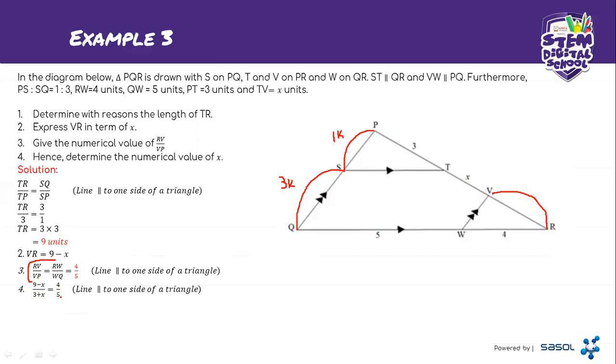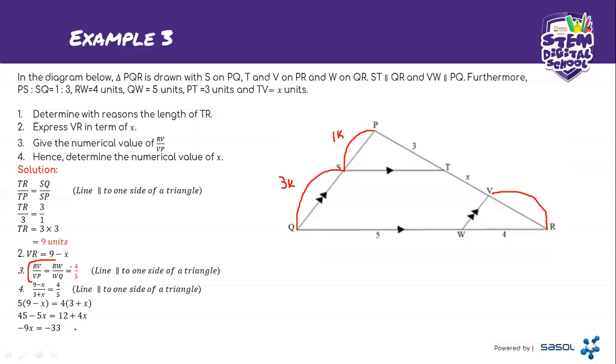equals 4 over 5, because we have proved that the value of RV divided by VP is equal to 4 over 5. Then from there, we cross multiply. Then you open the bracket with this 5. 5 times 9 is 45. 5 times negative X is negative 5X. And on the right hand side, we say 4 times 3 is 12, and 4 times X is 4X.